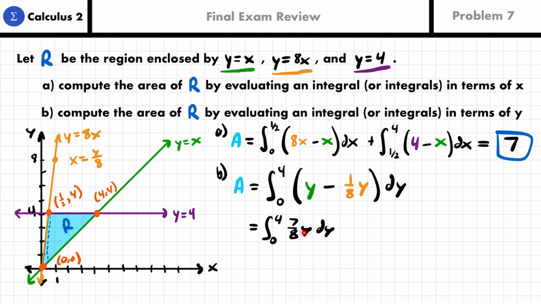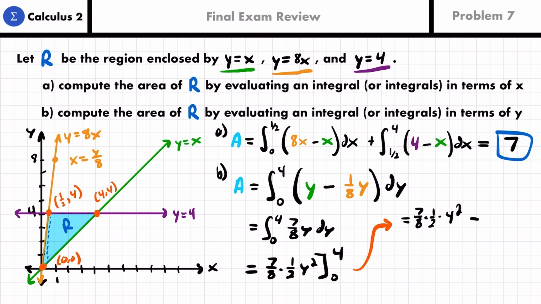And then integrating y, you want to add 1 to the exponent and then divide by that new exponent. So that will give you 7/8 times 1/2 y squared, evaluated from 0 to 4. And then you want to evaluate this expression at 4 and subtract the evaluation at 0. So I'll do that right here. That will be equal to 7/8 times 1/2 times y squared, where y is 4. So you'll have 4 squared, and then you'll be subtracting 0, right? Because if you plug 0 into this expression, you will just get 0.